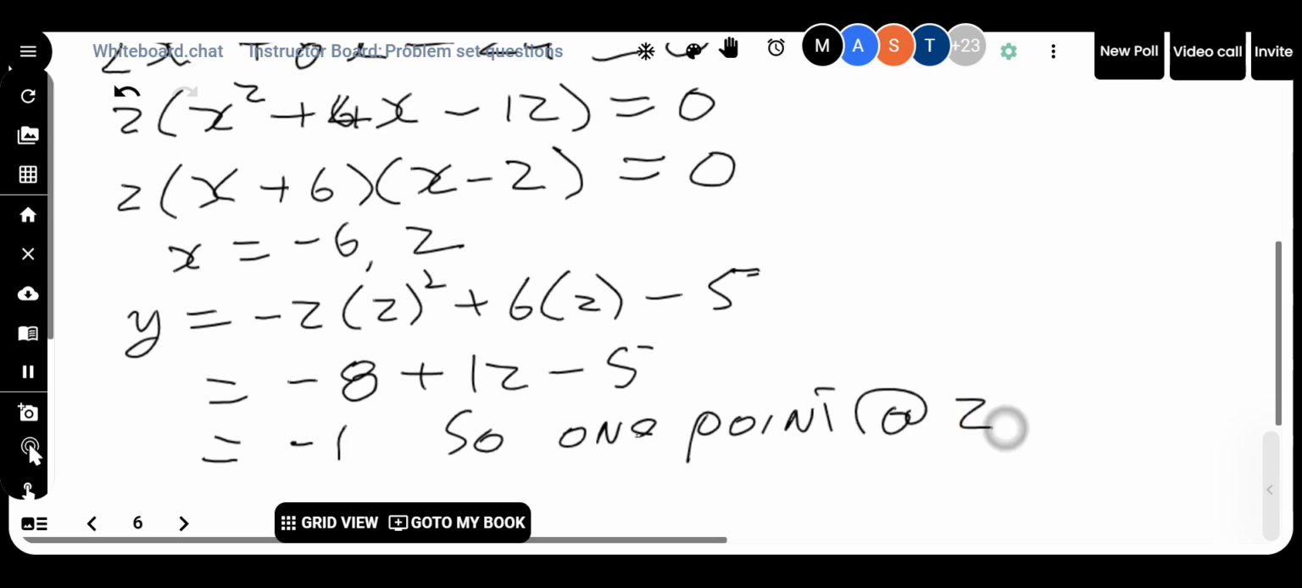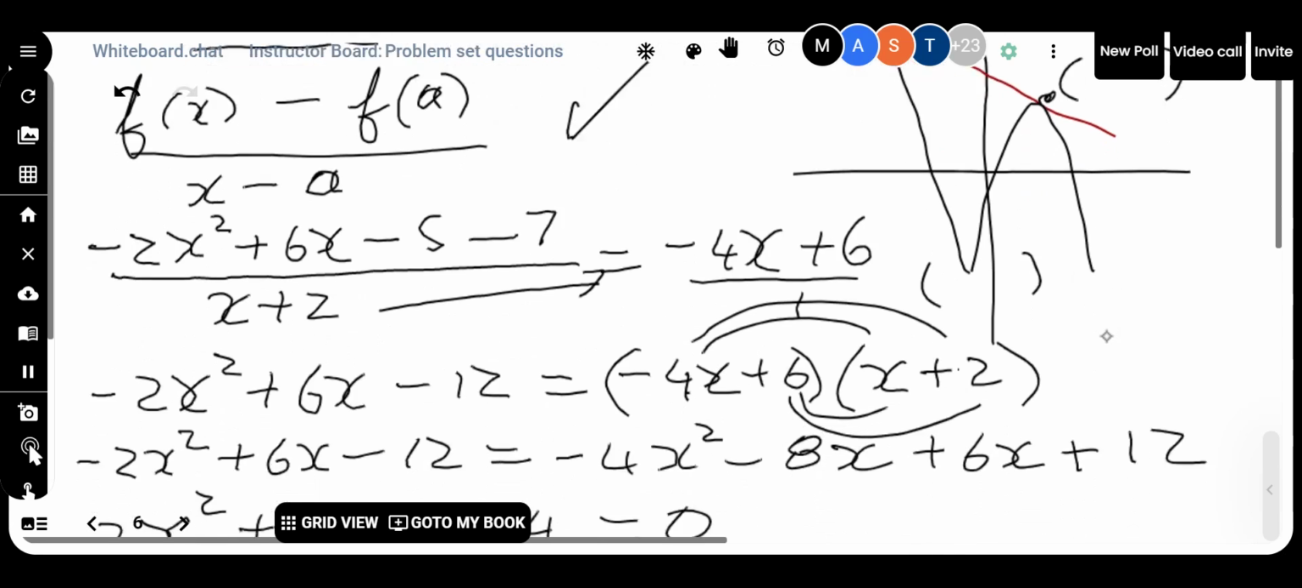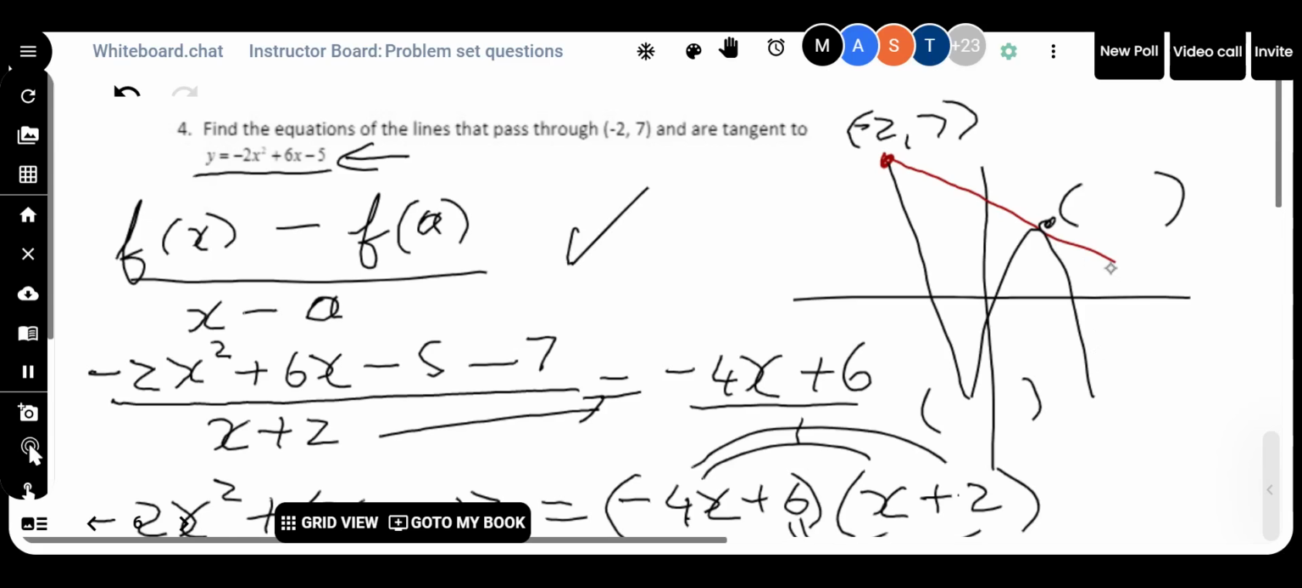at 2, minus 1. So my graph isn't really that accurate. I wasn't really trying to correctly draw minus 2x squared plus 6x minus 5. I was just drawing an arbitrary upside down function. But one of the points of contact is 2, minus 1. So all I need to do now is find a slope between this point here, the minus 2, 1, right?